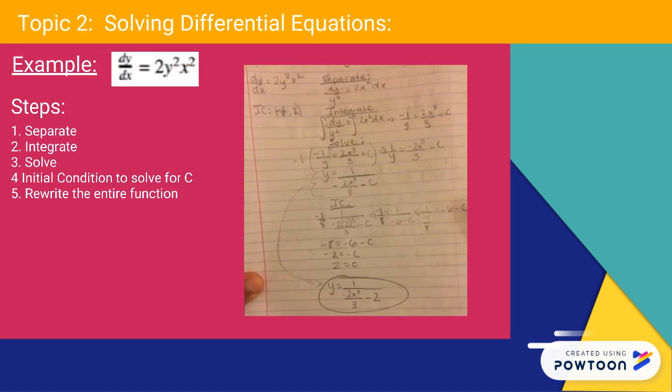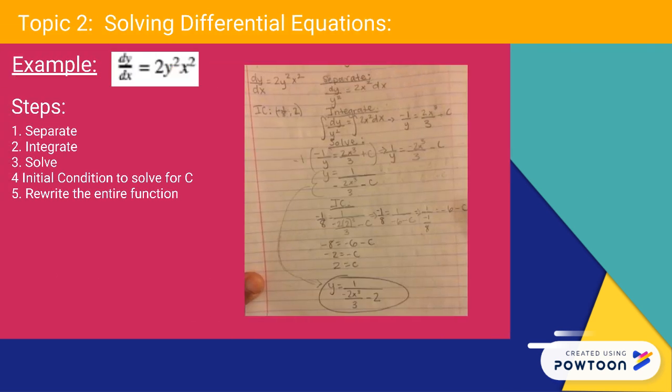So in this problem, we are given that dy dx is equal to 2y squared times x squared. The first step into solving this differential equation is to separate the variables. So you're trying to get dy and y on one side and dx and x on the other. So after separating, we find that dy over y squared is equal to 2x squared dx. The next step is to integrate. After integrating both sides, we find that negative 1 over y is equal to 2x cubed over 3 plus c.